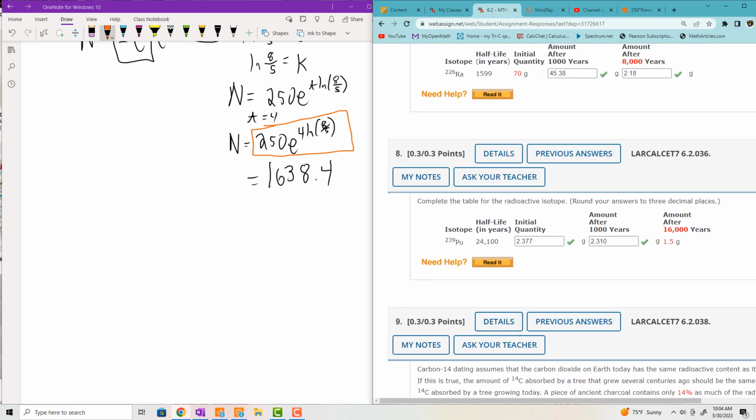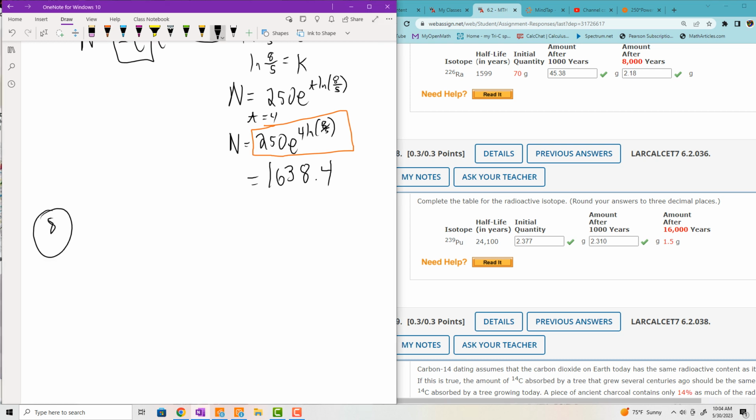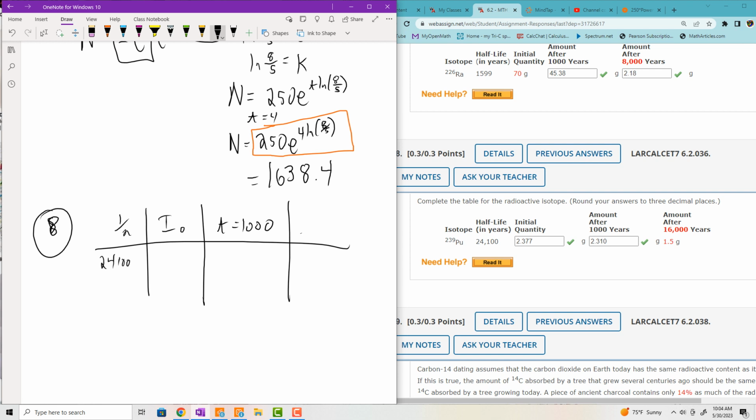Let's try number 8. So it's kind of a half-life problem. They're working with some sort of isotope. They tell you the half-life is 24,100. The initial quantity, they don't know. I'll just write that as I sub 0. The amount after 1,000 years, you don't know. And they give you the amount after 16,000 years is equal to 1.5.